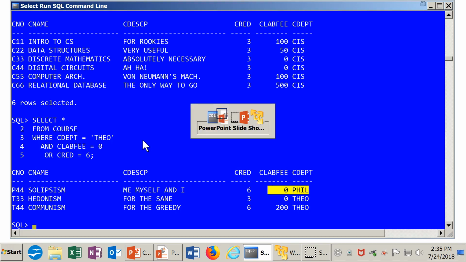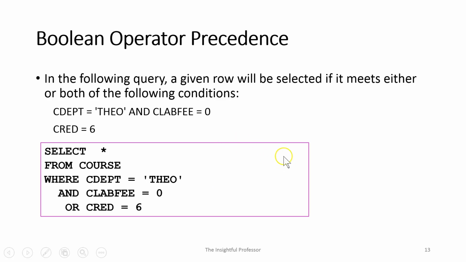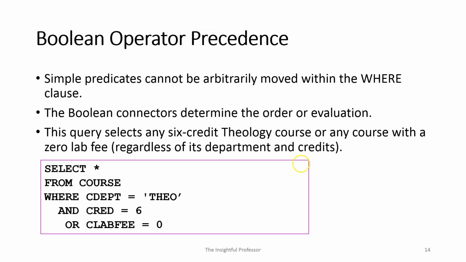Okay, let's go back and remember these conditions. Here we have the same conditions. We've got the department is theology, the credit is 6, the lab fee is 0. However, notice they're connected in a different way. Here we're saying that the department is equal to theology and the credit is equal to 6, or the lab fee is equal to 0. So we move them around. By moving them around, we're changing the association. Department is equal to theology and credit is equal to 6. Those two simple conditions are combined now with and. Both must be true, or lab fee equal to 0 by itself could be true.